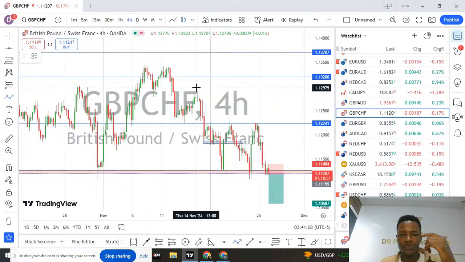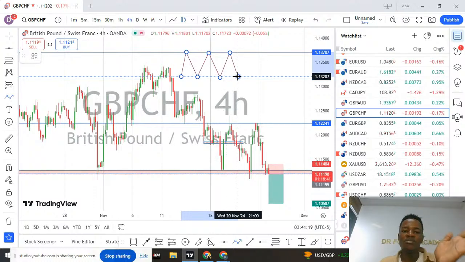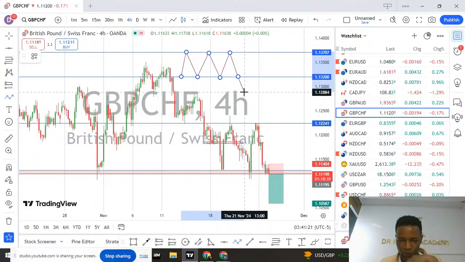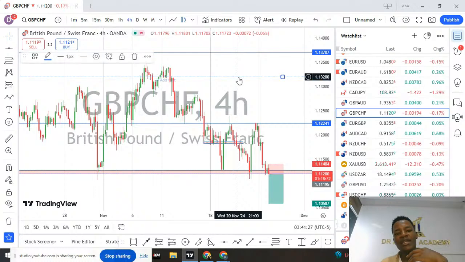I know you expect the market to be moving this way: demand, supply, demand, supply, demand, supply, demand. But the market can be trading between demand and supply and it has to create another low. So at what point are you able to identify that the market wants to break these structures on the lower side and make a new low?